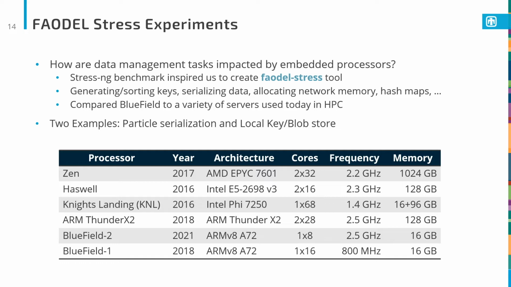We ran Feodal Stress on a variety of HPC platforms to see how well the Bluefield processors performed compared to other HPC platforms. As listed at the bottom, these processors include general-purpose x86 cores from AMD and Intel, the Intel Knights Landing processor found in the Cray XC40, and the server-class ARM ThunderX2 processors available in Sandia's Stria compute platform. For this talk, we'll focus on two Feodal Stress examples: data serialization and local in-memory key blob data structure manipulation.